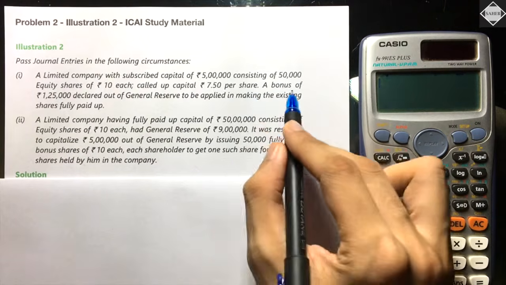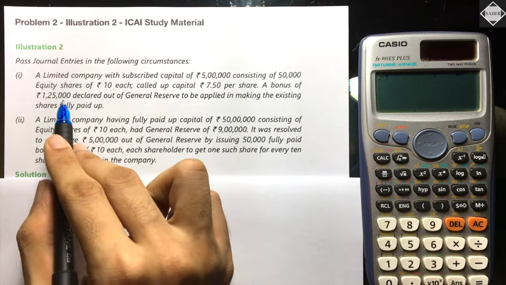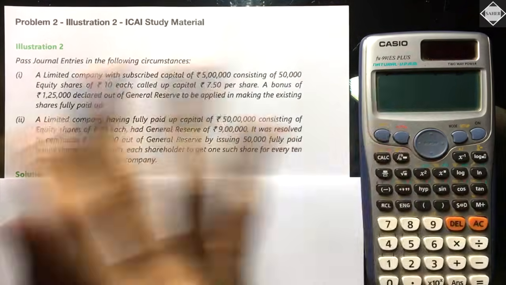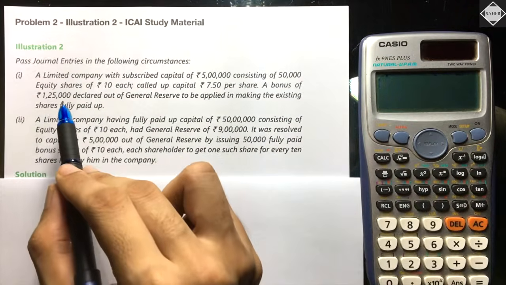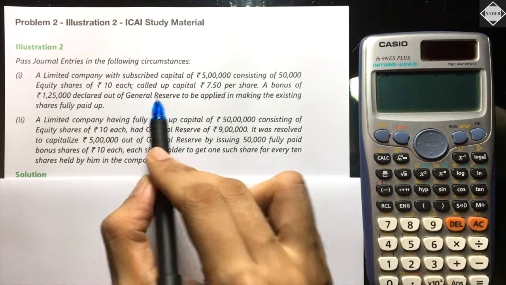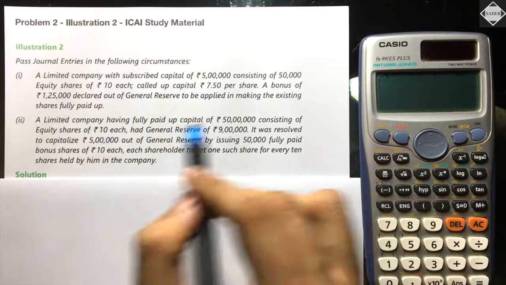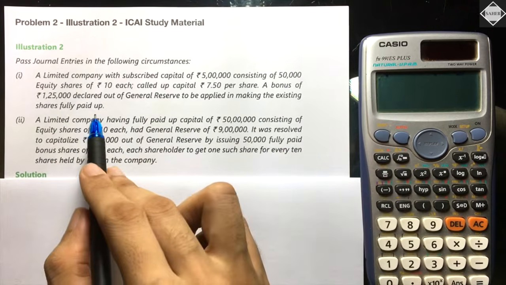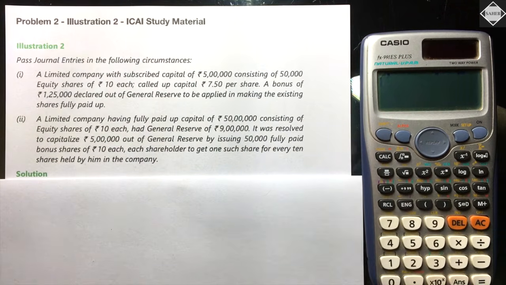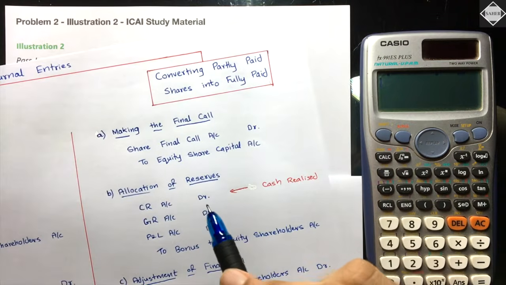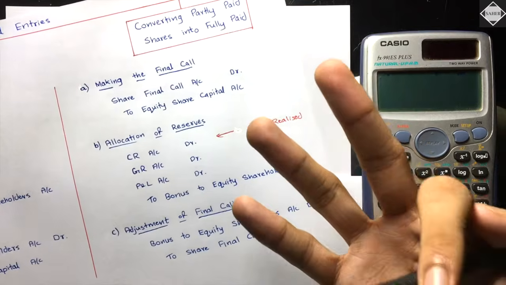See here, a bonus of 1,25,000 declared, the amount is directly given to you. How much bonus is declared? You don't have to do any calculation. 1,25,000 declared out of general reserve to be applied in making the existing shares fully paid up. You see this line, making the existing shares fully paid up. So this is the second type of bonus issue, converting partly paid up shares into fully paid up. So here you have to pass 3 journal entries.